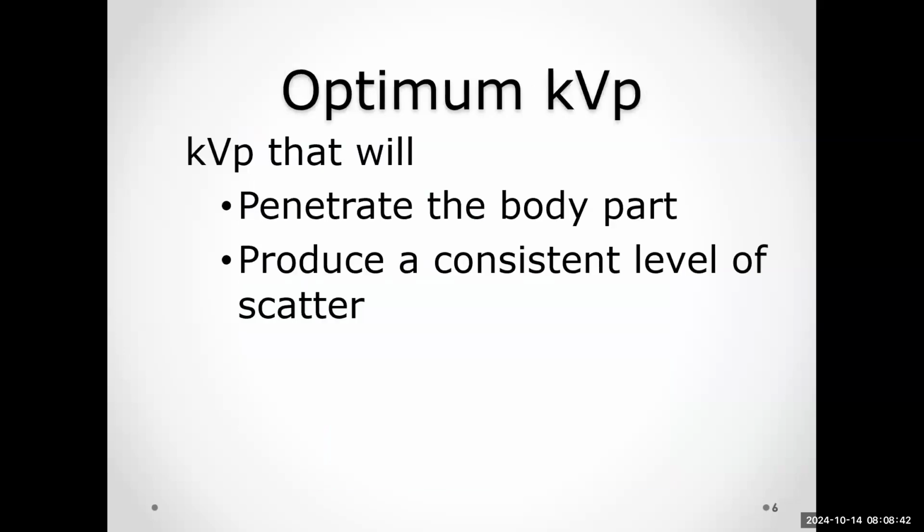Now, optimum kVp is that kVp that's going to penetrate the body part and produce a consistent level of scatter. So we know that there's going to be scatter that reaches the IR. That's just going to happen. That's a part of what we have to deal with when we're making our decisions about our technique and whether or not we use a grid and that kind of stuff.